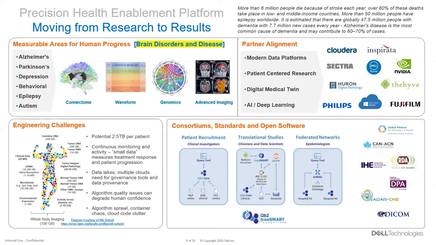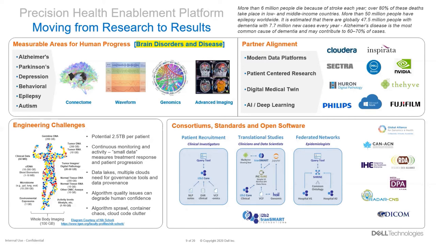And some of the things that hit home are: how do you do this across multiple clouds? What's the governance of the data? How do you make sure it's reproducible, what the data provenance is? And how do you keep confidence in this data, which is constantly moving? And the things I throw in are, you have to be concerned about the sprawl of algorithms, the chaos of doing cloud native applications, and having cluttered code from the cloud native development that's happened across your research organizations.